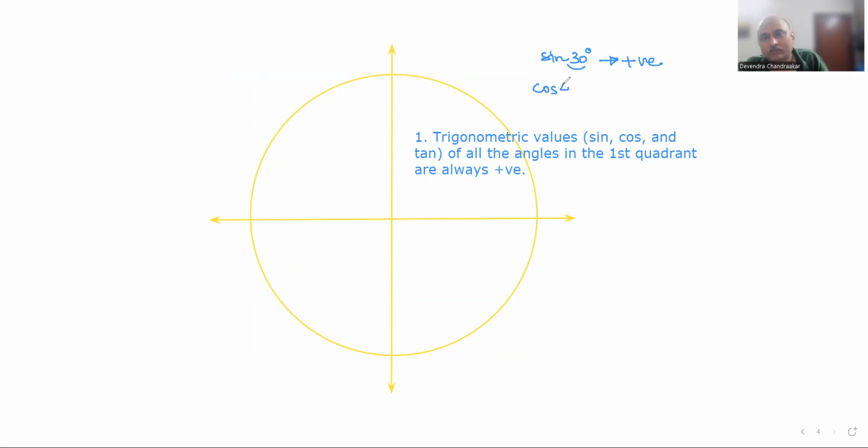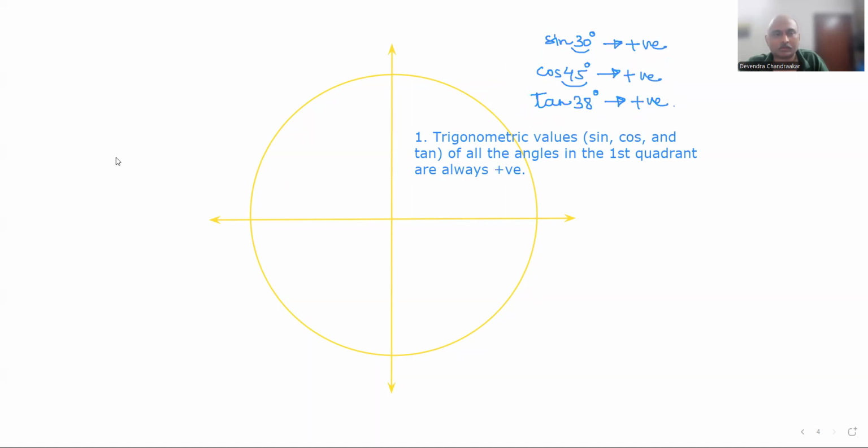Cos 45 degrees. 45 degree angle lies in the first quadrant, so its value is always positive. Tan, say 38 degrees. 38 degrees lies in the first quadrant, so it is positive. I hope all of you understood this. Yes or no?